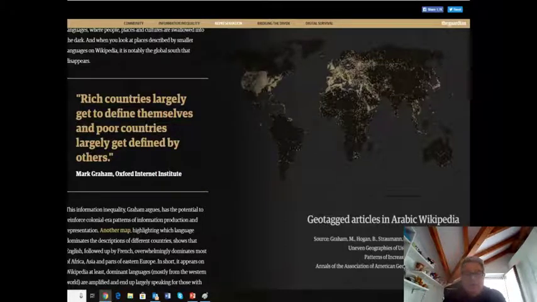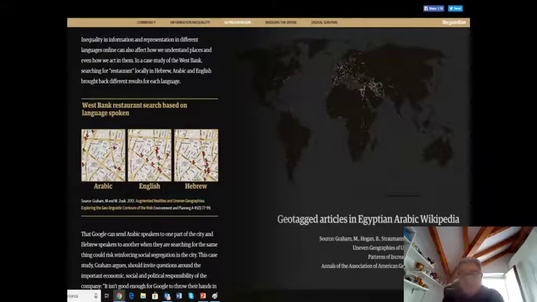If we go to the next slide, then we check the two pictures here. One is the geotagged articles in Egyptian Arabic Wikipedia, which is on the right, and pretty much you see the same phenomenon with a very small number of locations which are in Egypt, which are most of them all around the Nile.